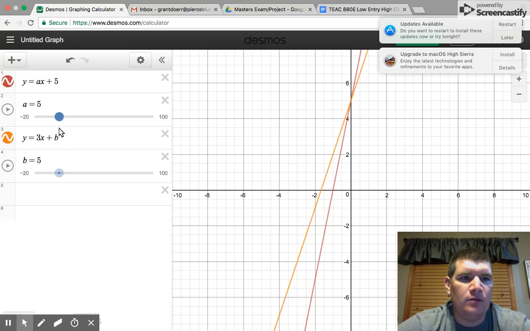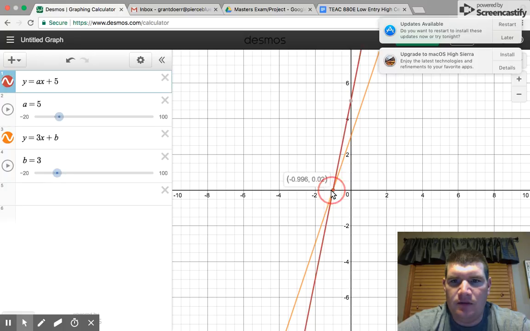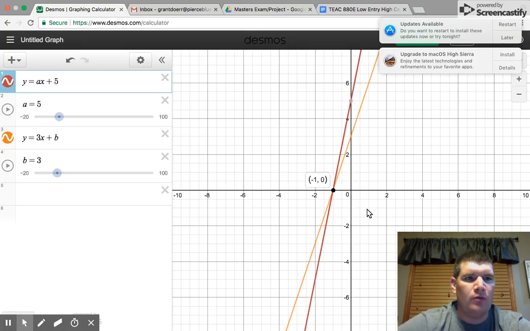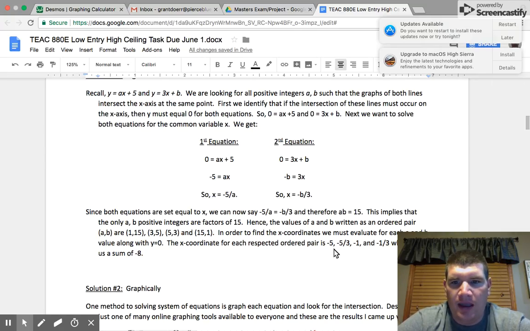If we wanted to, we could go 5 and 3. So we change that, and we take a look at our intersection point, once again on the x-axis at negative 1, 0. So our x value is negative 1. And we could do the same thing for when a is 15 and b is 1, but I think you get the idea at this point. So ultimately, we add our 4 x-coordinates up, and we get a sum of negative 8.